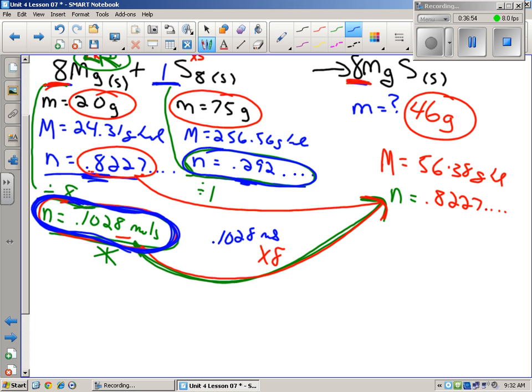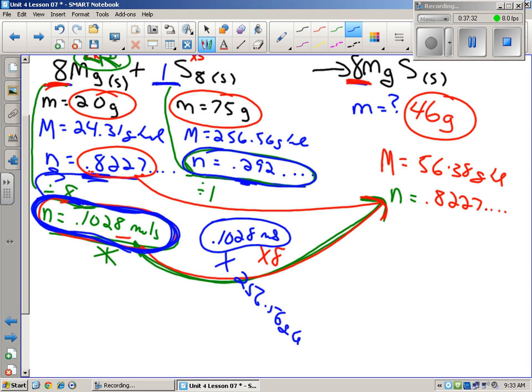If you disagree, well, remember this number is actually the same as this one. So if you want me to say it a little differently, 0.8227 moles here would react with 0.1028 moles here, correct? So if I know that 0.1028 moles reacted with this 0.8227, well, 0.1028 times 256.56, the molar mass of sulfur, if you multiply those two together, and once again, you want to use the unrounded number, so just keep that in mind.